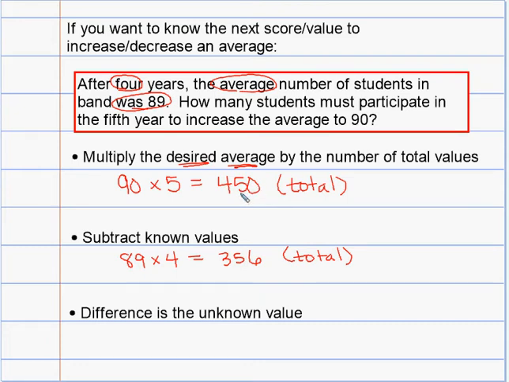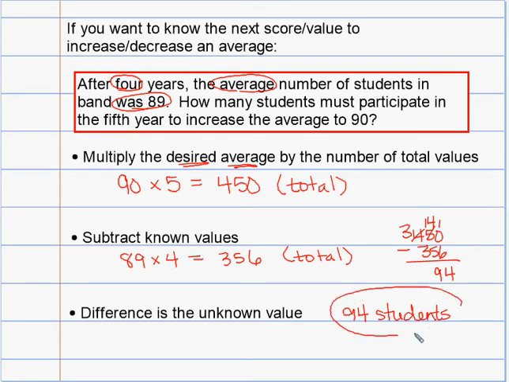So I want 450, I have 356, so if I subtract them, that will give me the amount of that next year, how many students must participate to increase that average. So my total is 94 students that must be in band in year 5 in order for my average to increase.